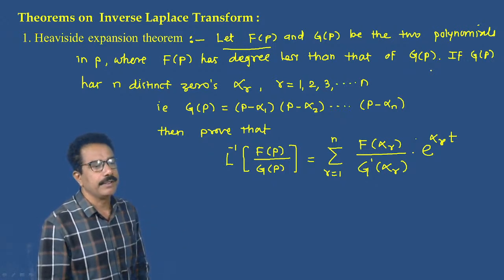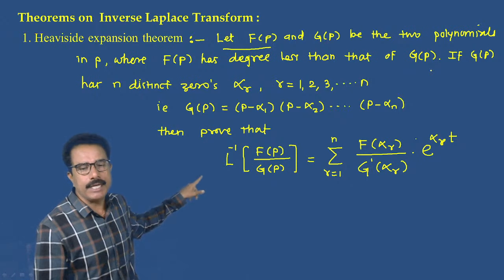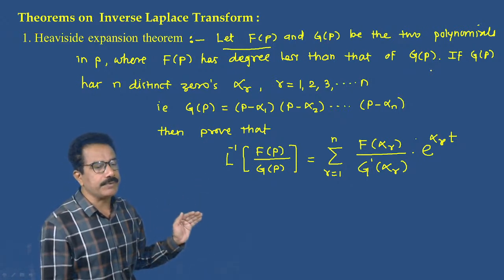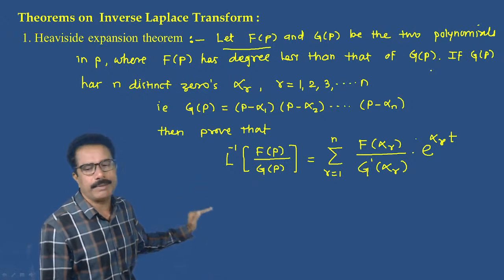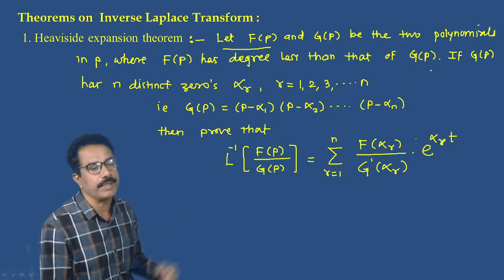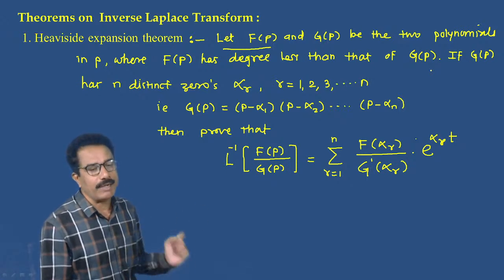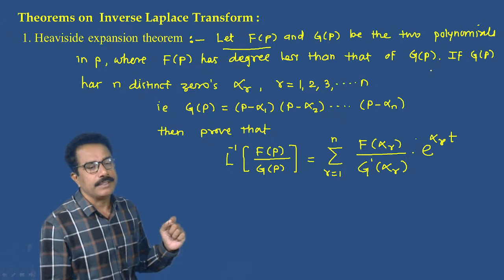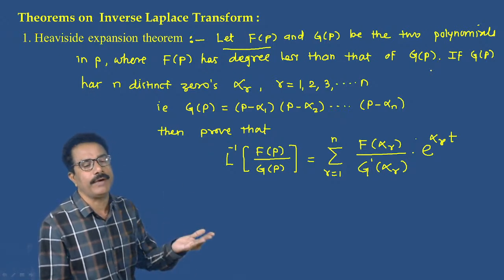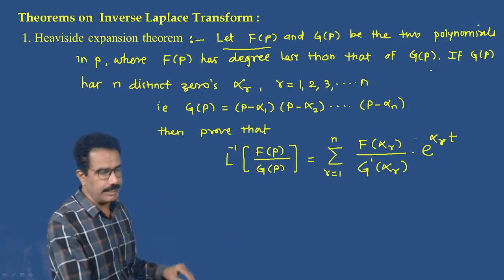Then we have to prove that L inverse of F(p) divided by G(p) is equal to the summation r equals 1 to n of F(alpha r) divided by G dash of alpha r into e raised to alpha r into t. We have to prove this result.